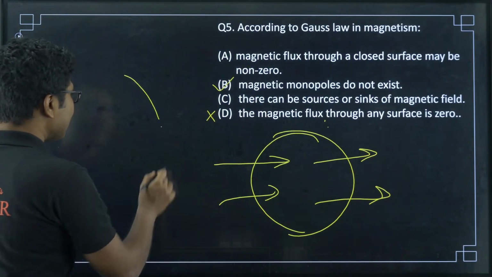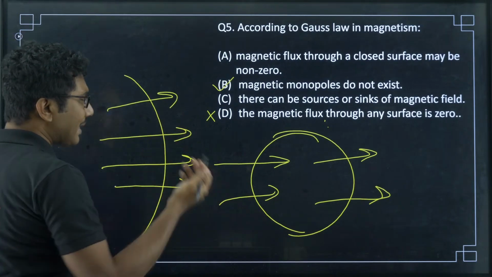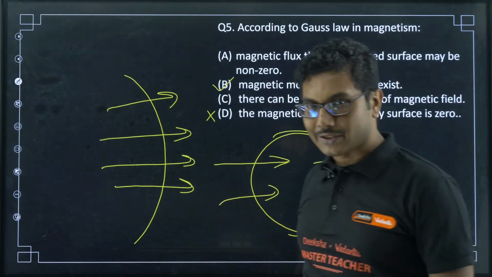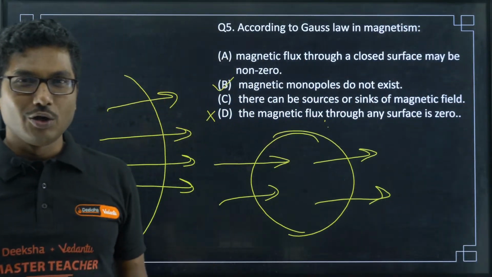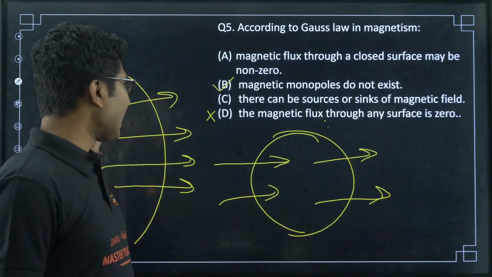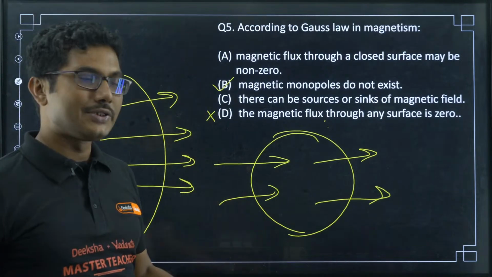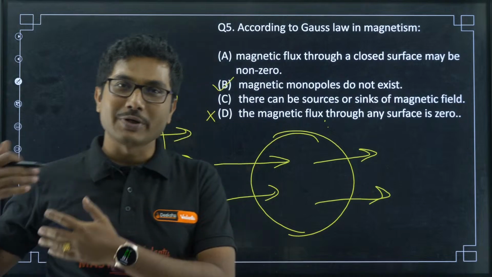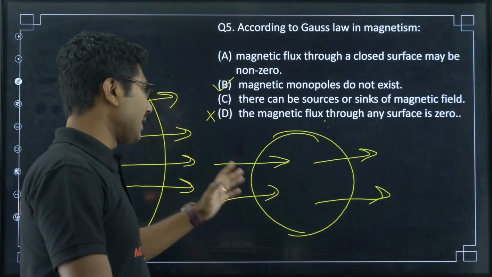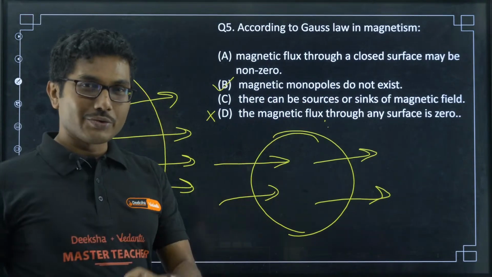If it is an open surface like this, it can have magnetic flux through it. That is the basic principle of electromagnetic induction. Magnetic flux is changing through a loop, through a coil, that are not closed surfaces. So, if the surface is open, magnetic flux will not be 0. Electromagnetic induction happens because of that. But if the surface is closed, whatever is incoming, the same amount is outgoing. That is why total magnetic flux through a closed surface is 0.